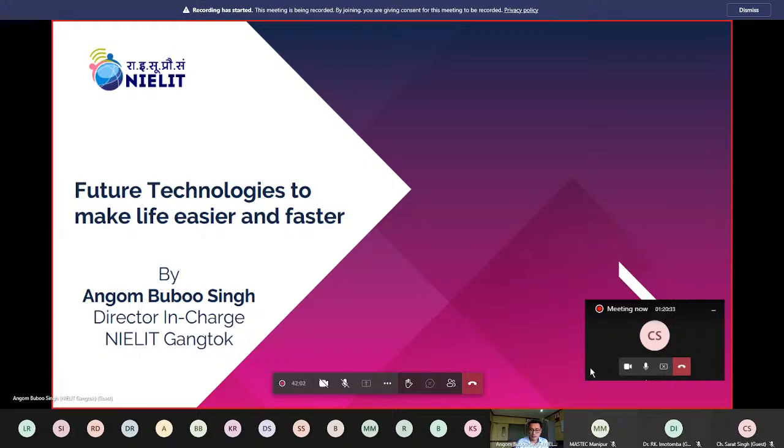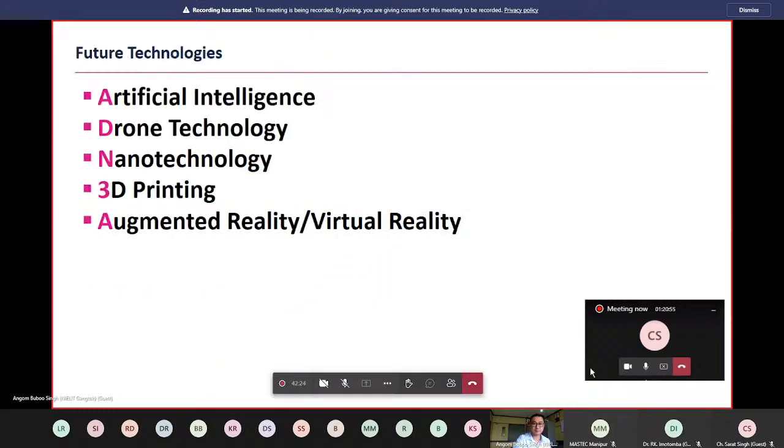So how can future technologies make our life easier? That is the topic that I'm going to cover. In the previous sessions, experts have talked about various future technologies, so my topic may be a little bit of a replication of that again. I'll try to skip as much as possible. Only a few topics apart from those that they have covered are discussed here.